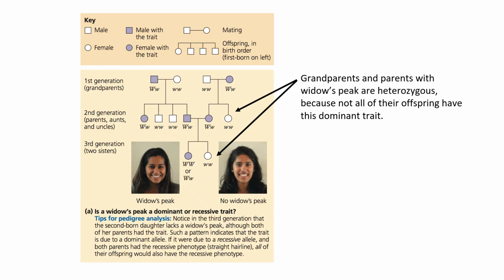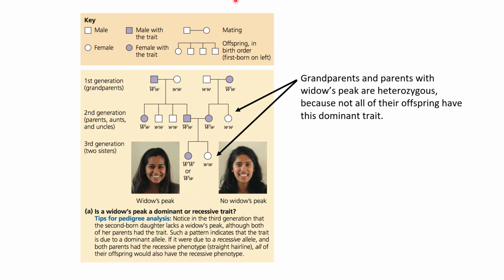So here's our first example. You'll see that this family pedigree is tracking widow's peak, which is that V-shaped growth of hair towards the center of the forehead. Some people have it, some people don't. So let's take a look at the top of the figure and see the key. Usually in a pedigree, male family members are symbolized by squares, while females are symbolized by circles. Most pedigrees will also let you know which individuals are showing the trait. So in this case, the ones with purple squares or purple circles are the ones showing the widow's peak.